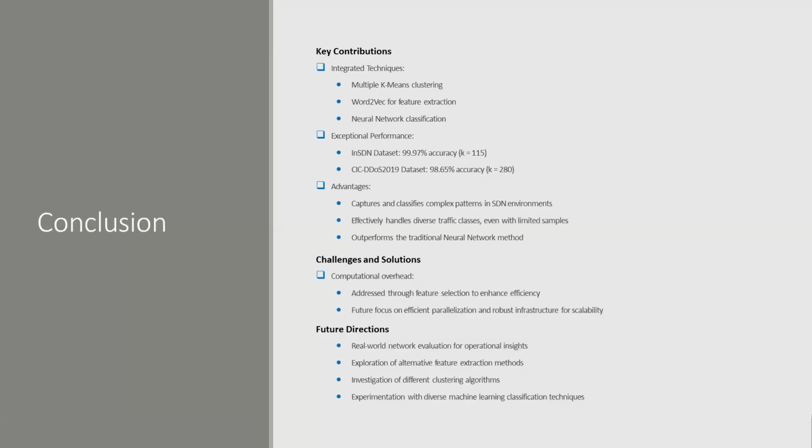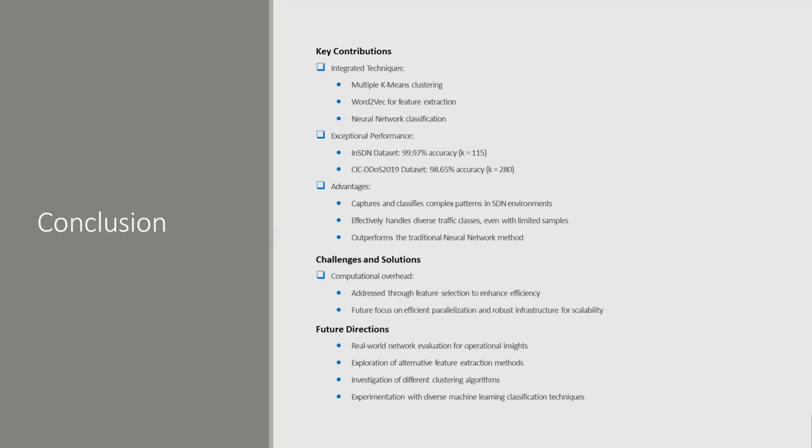In conclusion, this study demonstrates the effectiveness of feature-based approaches in enhancing SDN security using advanced clustering and feature extraction techniques. Our model, combining k-means clustering, Word2Vec feature extraction, and neural network classification, achieved high performance on both the InSDN and CIC DDoS 2019 datasets. The results show the model's ability to capture complex patterns and outperform traditional neural networks, even with limited samples.